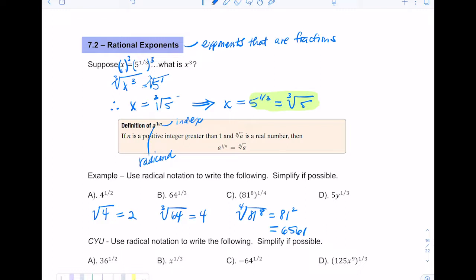For letter D, I have 5 times y to the 1/3. So I've got 5, and then I have the y as your radicand, and it's to the 1/3 power, so that would be the cubed root of y.